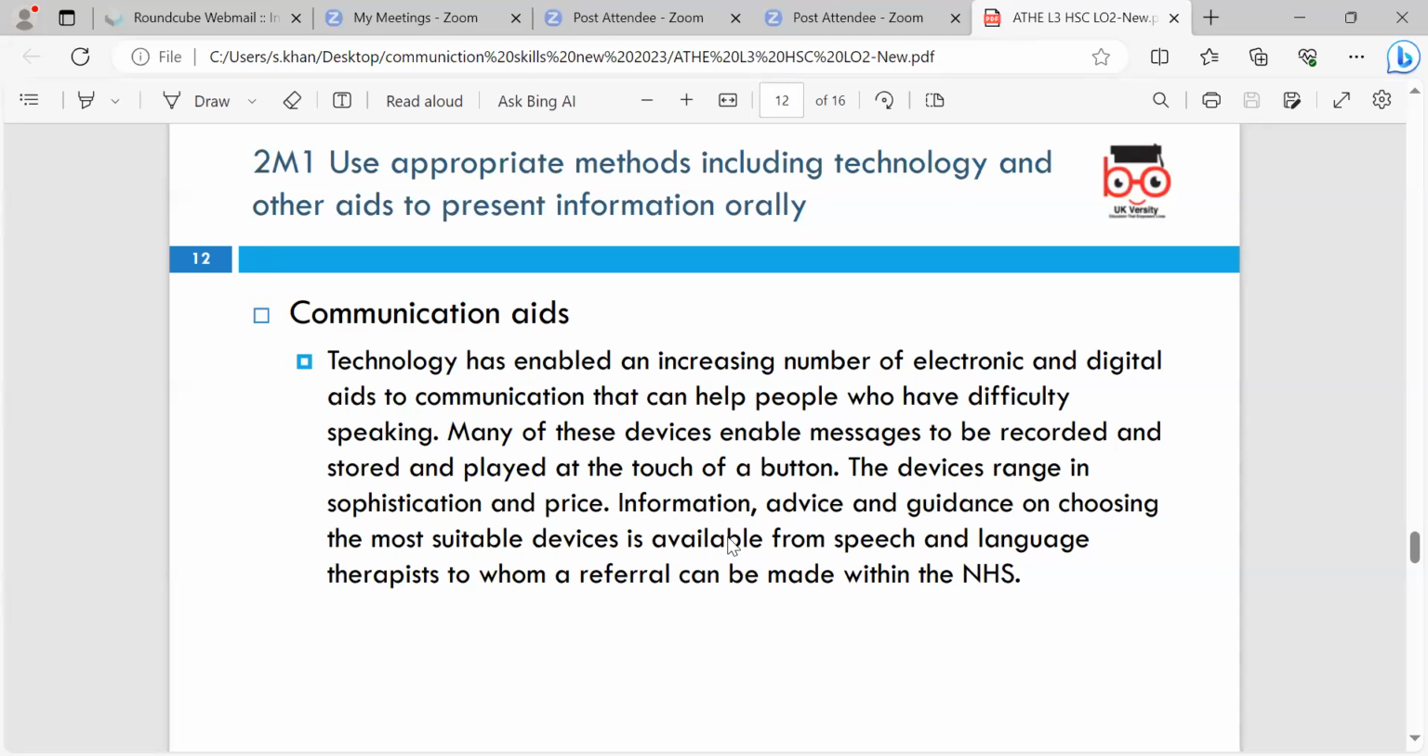So like we said, people that have issues, if they're blind or if they can't hear, there are devices available for them. Many of these devices enable messages to be recorded and stored and played at the touch of a button. The devices range in sophistication and price. Information, advice, and guidance on choosing the most suitable devices is available from speech and language therapists, to whom a referral can be made within the NHS.